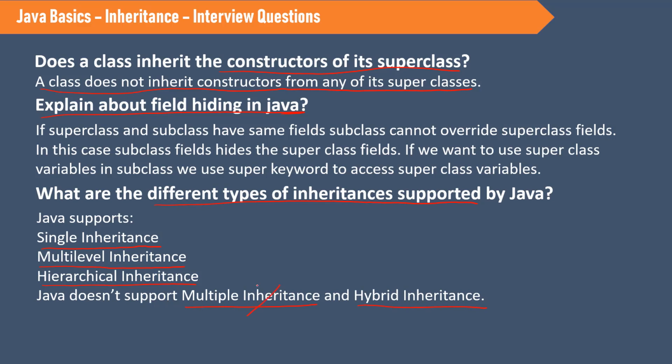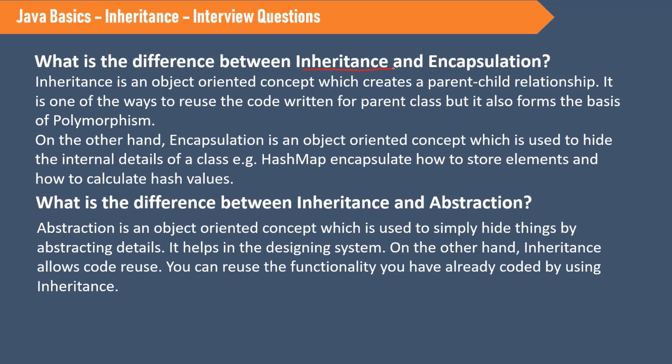Java doesn't support multiple inheritance and hybrid inheritance. It supports single inheritance, multi-level inheritance, and hierarchical inheritance. What is the difference between inheritance and encapsulation? Inheritance is for code reuse. Inheritance is the process of acquiring the properties and functionality of one class into another class.